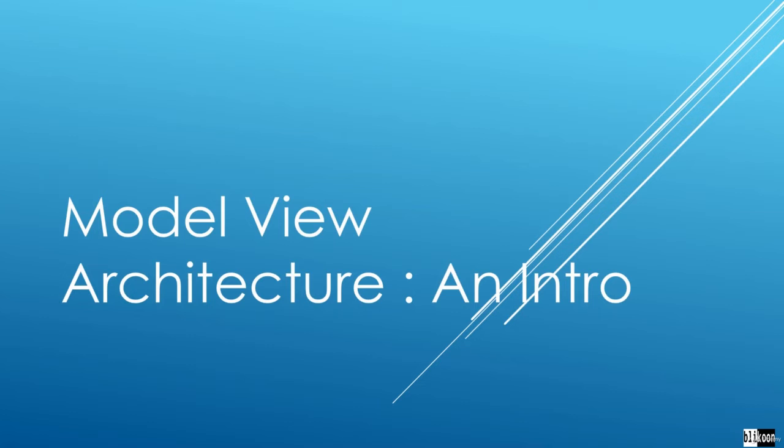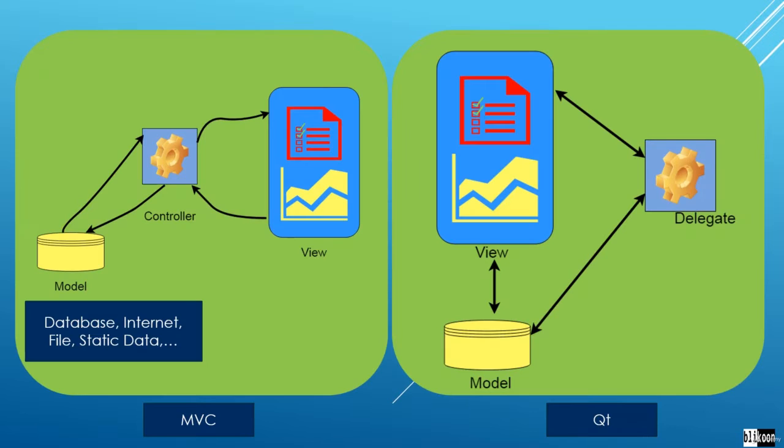In this lecture, we are looking at the model view architecture in Qt Quick. The model view architecture, abbreviated MVC, is a design pattern that allows you to separate the way data is stored and the way data is displayed to the user. There are three components: the model, which stores your data, the view, which displays your data, and the controller, which mediates the exchange of data between the model and the view.